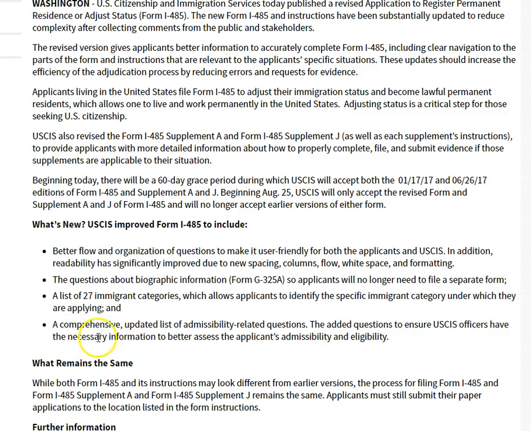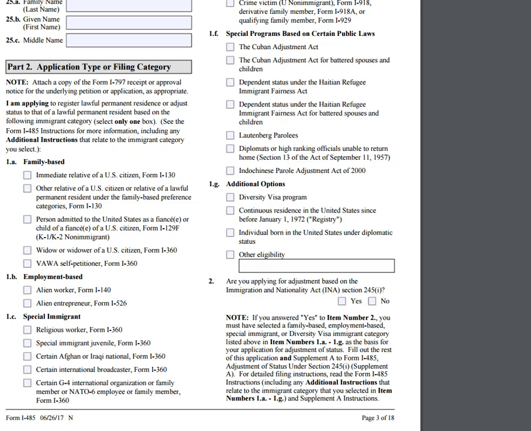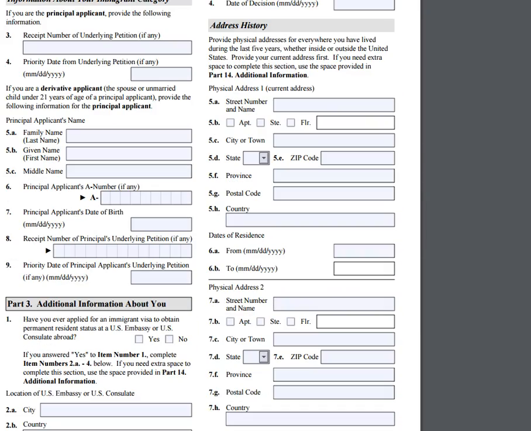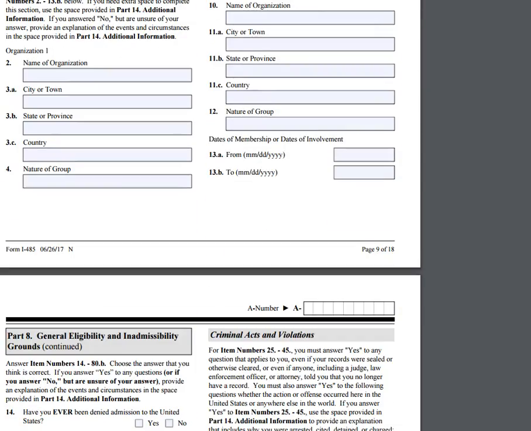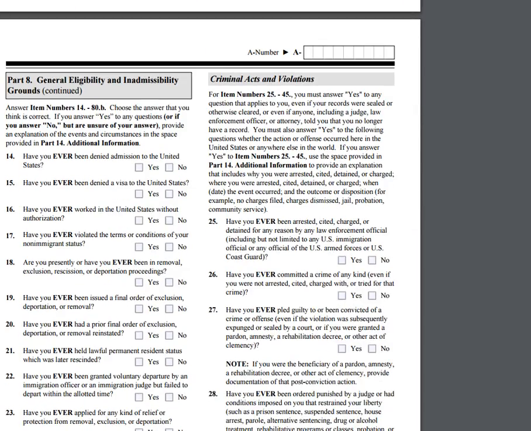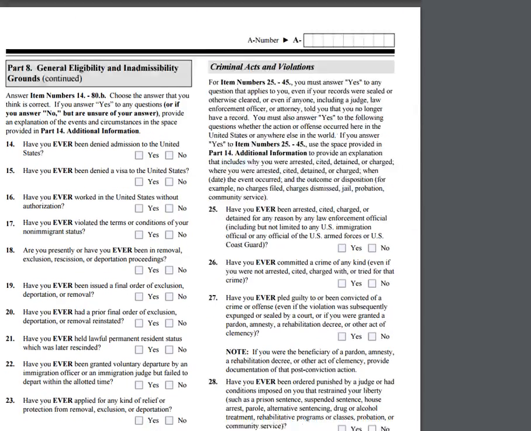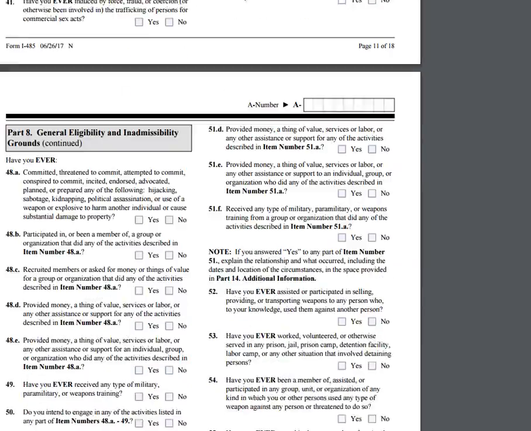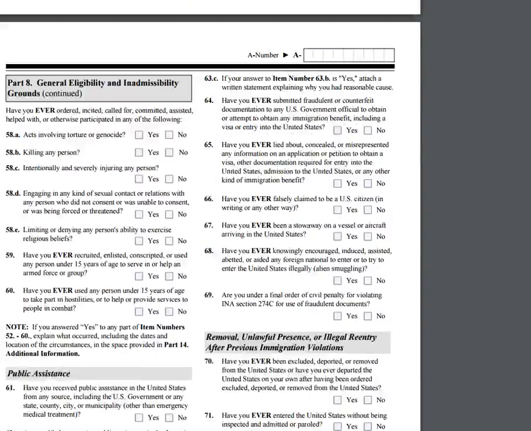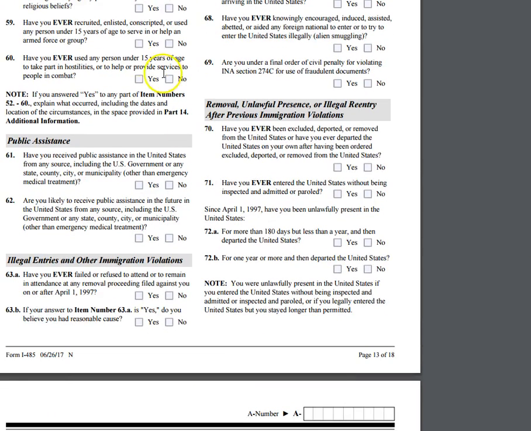And they say there is a comprehensive updated list of admissibility-related questions. So there are more questions regarding your admissibility. That means there are more questions on admissibility. We got more questions.